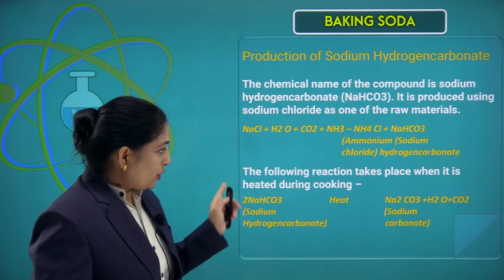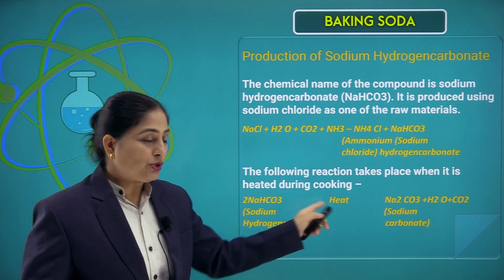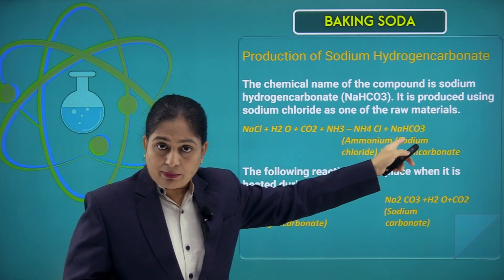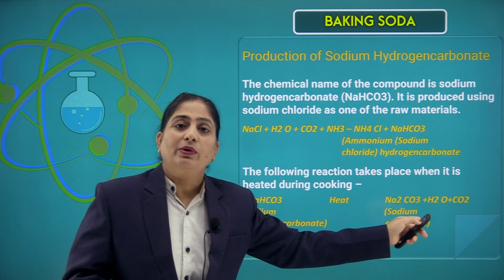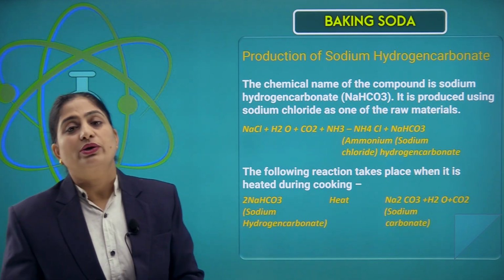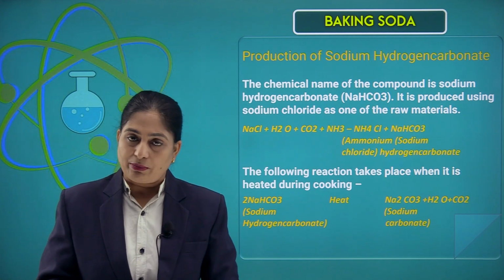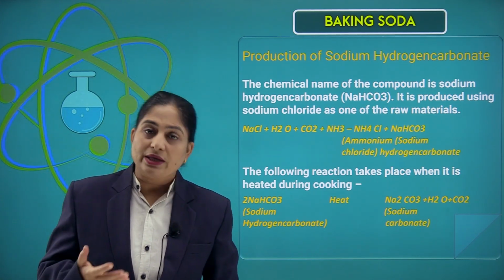Now, if we want to prepare sodium carbonate from this sodium bicarbonate, we need to heat this sodium bicarbonate. So once the sodium bicarbonate has been prepared from this first step, we just heat this and we get sodium carbonate, and we have seen just now that sodium carbonate is used in making washing soda. So this is how we can prepare baking soda by Solvay's process and washing soda by using baking soda.